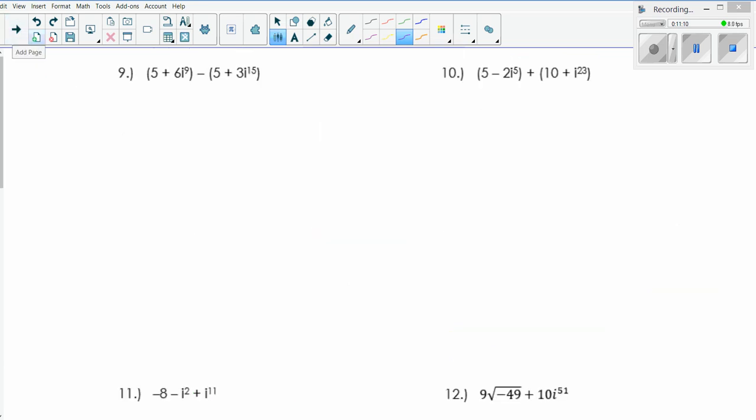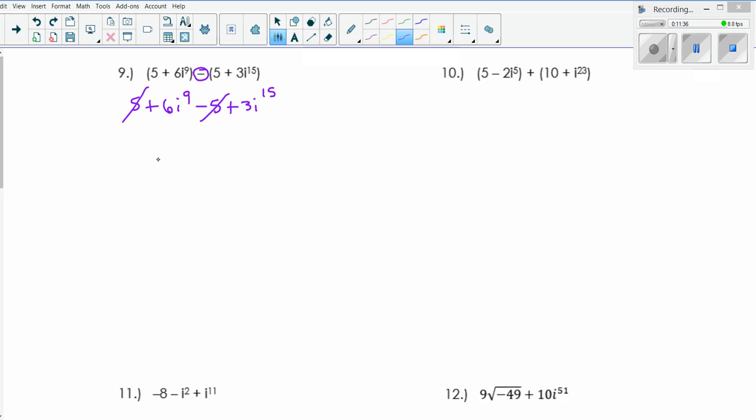So number 9, I'm subtracting. Because I'm subtracting, I notice that my i's are to the 9th and the 15th, so I don't see any i squareds. So I'm going to start by saying (5 plus 6i to the 9th) minus (5 plus 3i to the 15th). So I distributed the negative. Well, 5 and negative 5 cancel, so all I need to do now is figure out these powers.